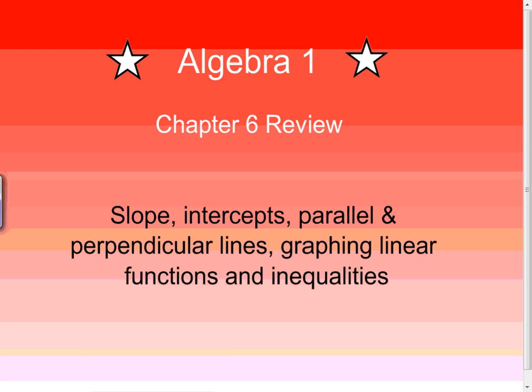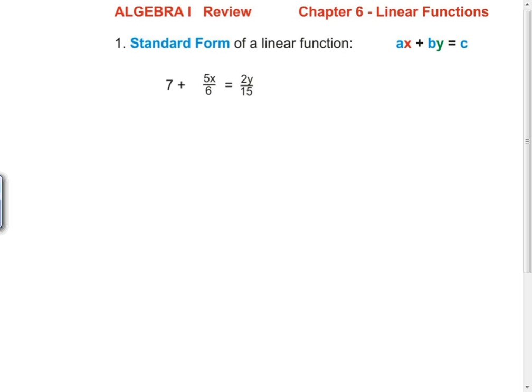Okay, so this is Algebra 1, Chapter 6 review. Again, we're using the Bob Jones curriculum, and this covers slope-intercepts, both x and y, parallel and perpendicular lines, graphing linear functions and inequalities, and we'll also cover writing the equation of a line. All right, again, you're just going to sit back and watch. I'm going to go kind of quickly here, so just see what's going on.